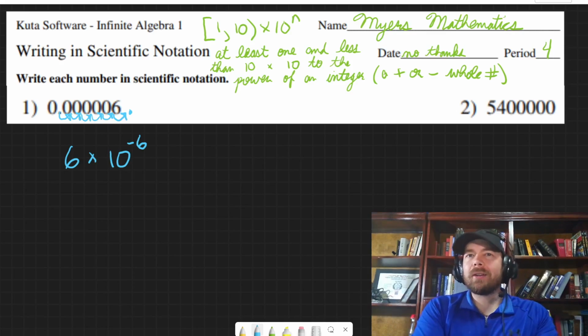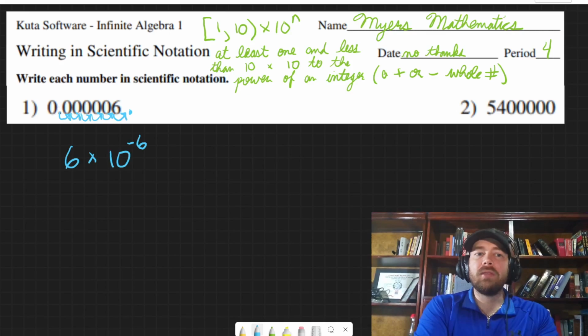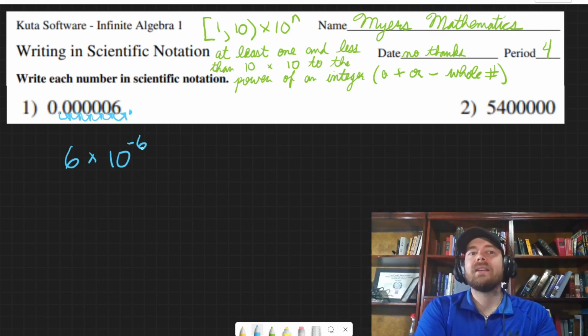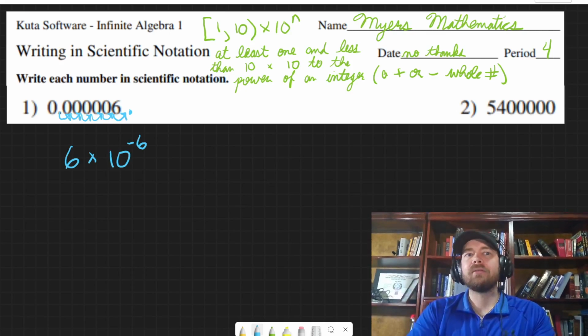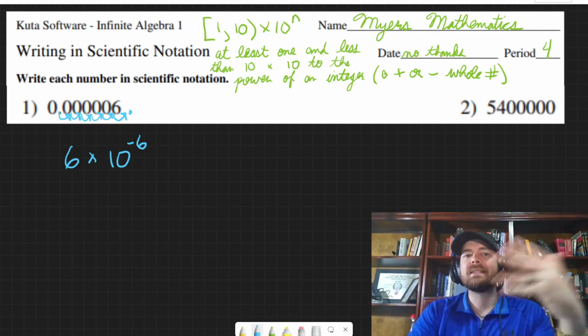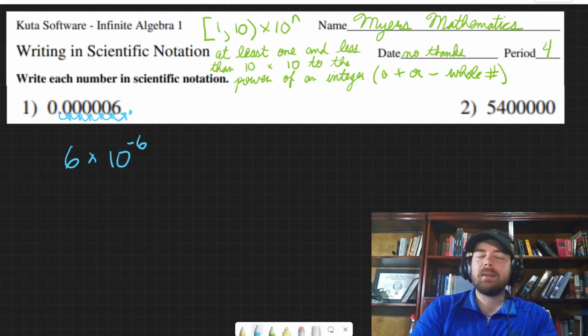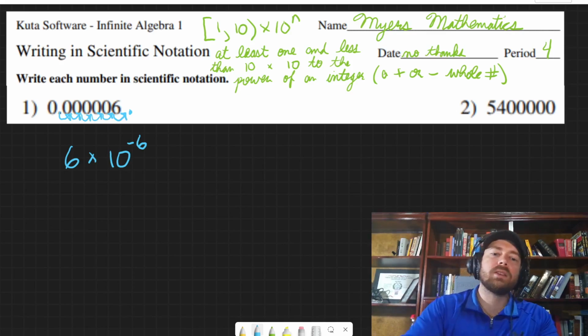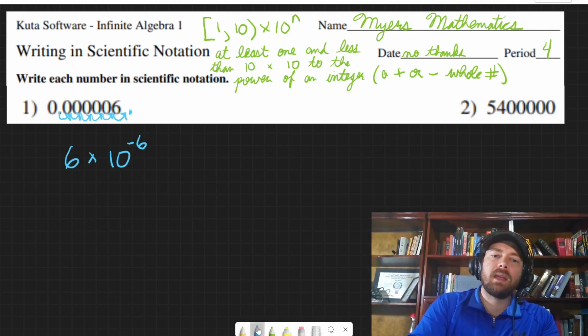However, if you are better with directions than I am, then maybe you'll remember it as if you move the decimal point to the right, then the power is going to be negative. So right is negative spaces, and then left is positive spaces. But I normally just think about it as what kind of number it is. So that's it for that one. And that was number 1.